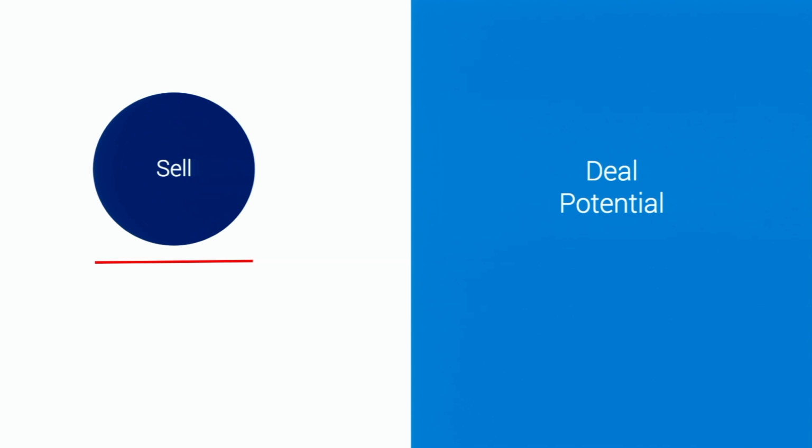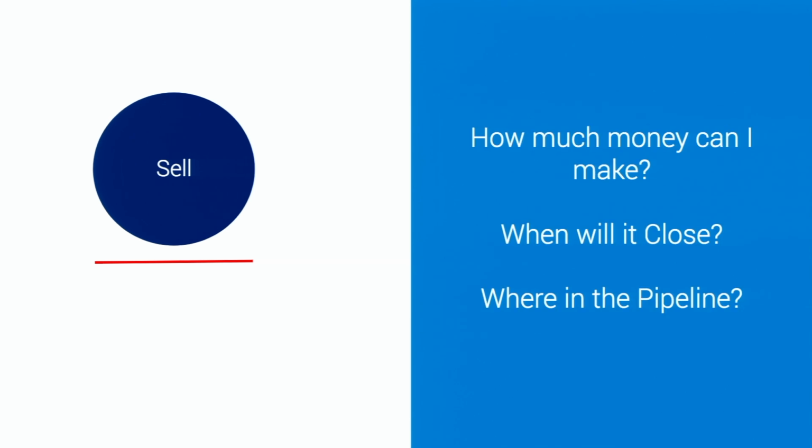I'm going to use the word deal. When I have a deal to track, I'm going to be looking for certain information. How much money can I make? When is it going to close? And as a manager, where is it in the pipeline? Is it ready to close? Is it in stage 1, stage 2, stage 8? Is it closed won? Is it closed lost? I need to know where it is.